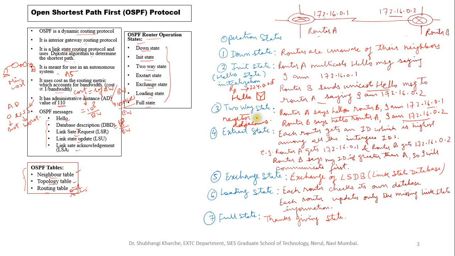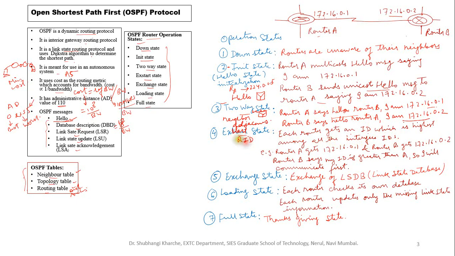In two-way state, again the routers exchange the hello messages. So these hello messages are utilized in the init state, they are utilized in the two-way state, and they are also utilized in the exstart state. In exstart state, each router gets an ID which is the highest among all the interface IDs, and this ID is called the router ID.